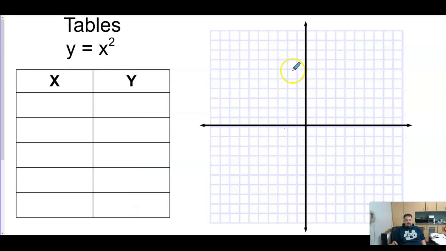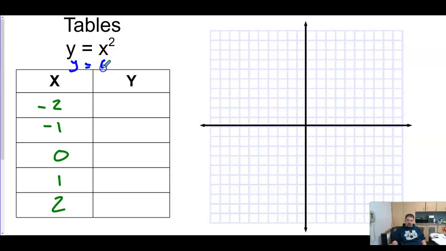All right. Our next one, on this one, they don't give me my x's or my y's. So basically they're saying that I can choose whatever I want. I like to stay close to 0 when I'm graphing these. So I'm just going to pick -2, -1, 0, 1, and 2. Those are the x's I choose. Now I'm going to just plug them in.